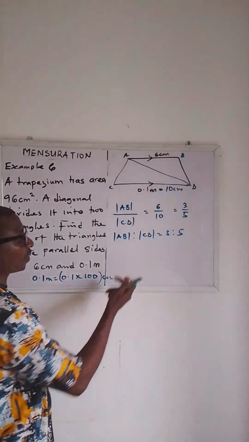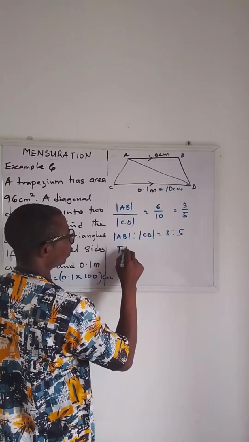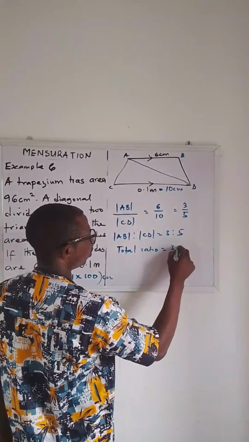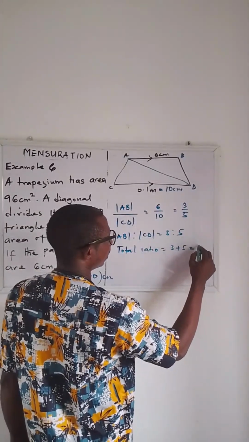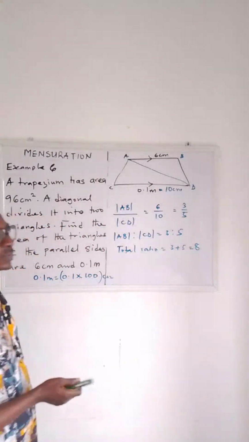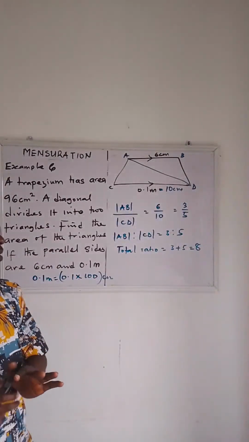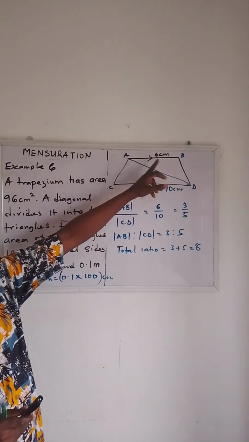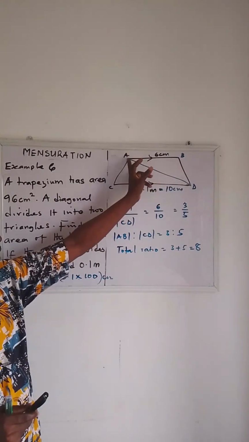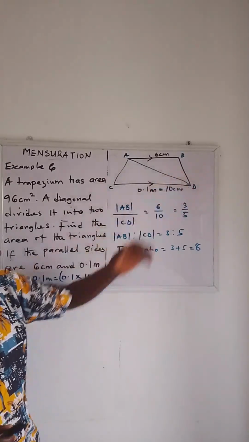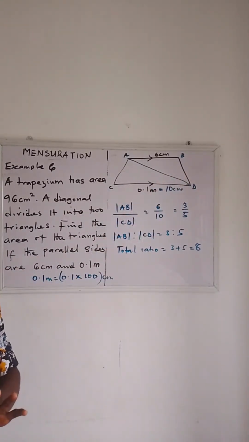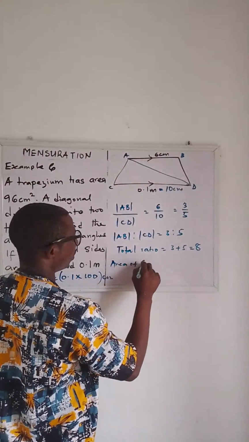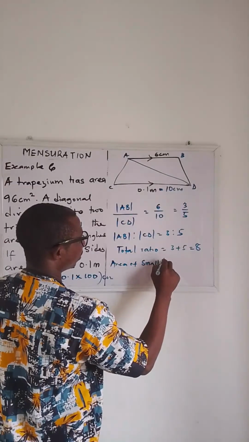Let us find the total ratio of the sides, which equals 3 plus 5, and that gives us 8. Now to get the area of the smaller one, let's say area of ABD or ACD, any of them, let's get the area of the smaller triangle.